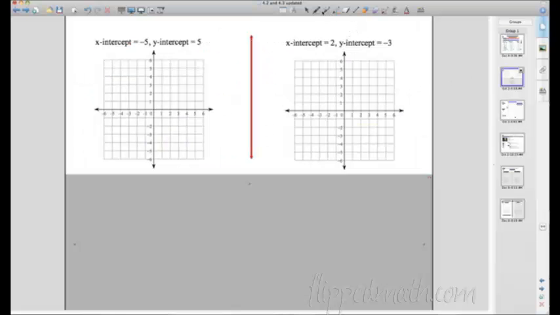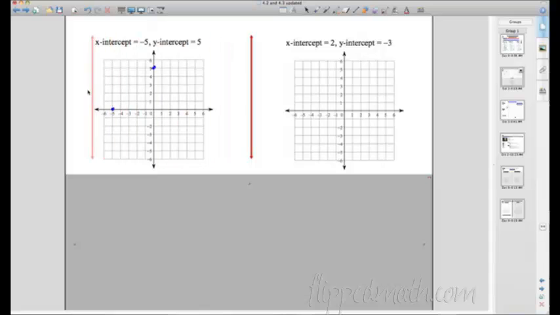Now I want to graph some points here. So let's graph some lines here. I'm going to graph them by using the intercept. So it tells me the x-intercept is -5. So I'm going to put a dot here where it crosses. It tells me the y-intercept is +5. I'm going to put a dot there where it crosses.